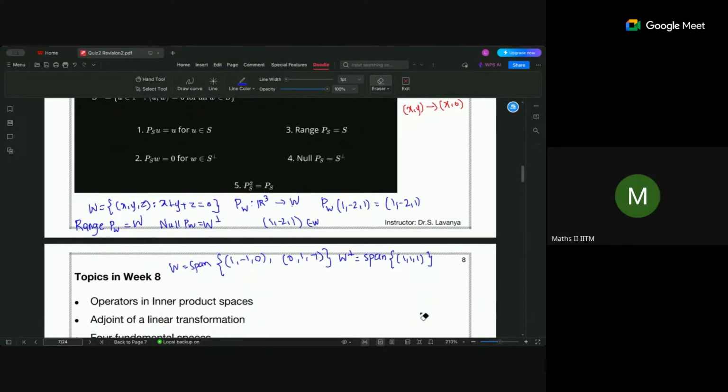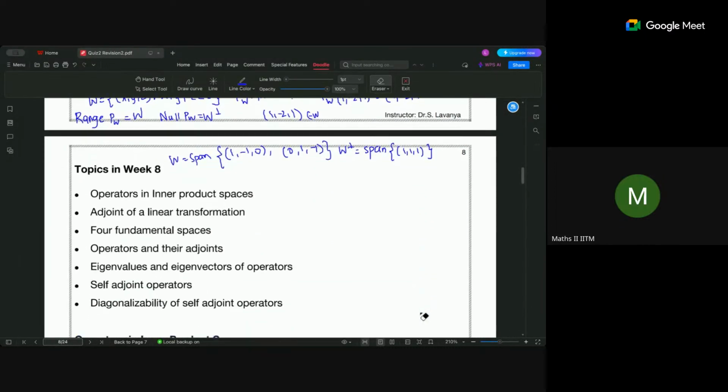Okay, now let's move on to topics in week 8. In week 8, mainly we look at operators and inner product spaces, particularly the adjoint, and then we look at the 4 fundamental spaces, eigenvalues and eigenvectors, particularly for self-adjoint operators. So these are the things we are going to see in week 8.